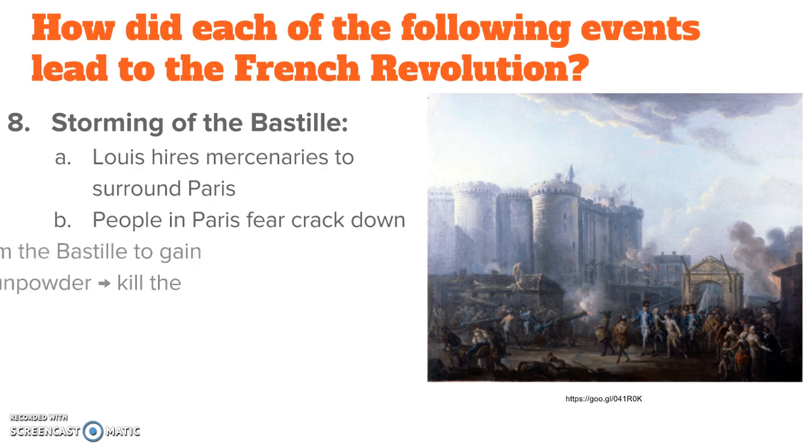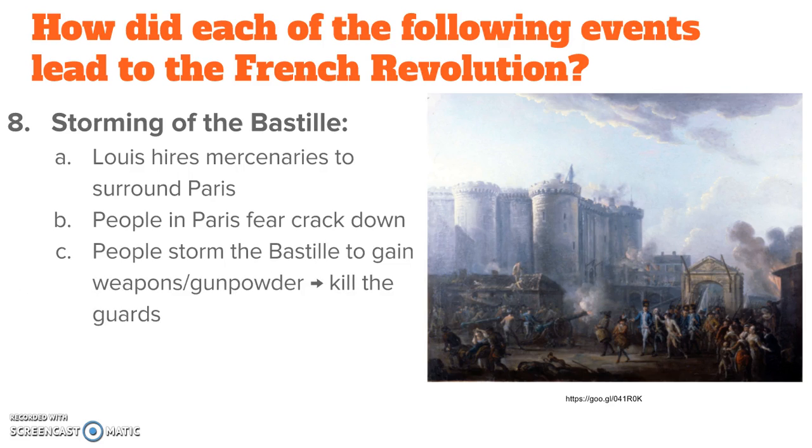So the people decide that they want to arm themselves, and they know where they can get gunpowder and weapons. It's in the Bastille. And so they go to the Bastille. The governor of the Bastille says, no, you can't come in. They storm it. They attack it with cannons and gunfire and knock down the doors and get inside. And once they're inside, the governor of the Bastille says, okay, we surrender.